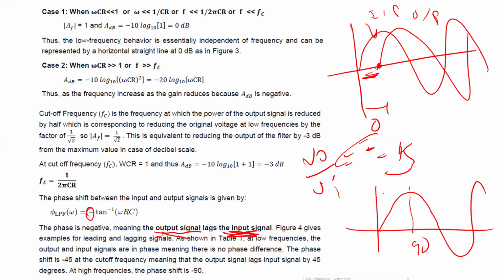That means if this is the input, in this case the output lags the input. So this is the input and the output here lags. 45 means this one is going to start from here, this one is going to start from here. 90 means it's going to start from here. Something very interesting you need to see in the next coming lab.